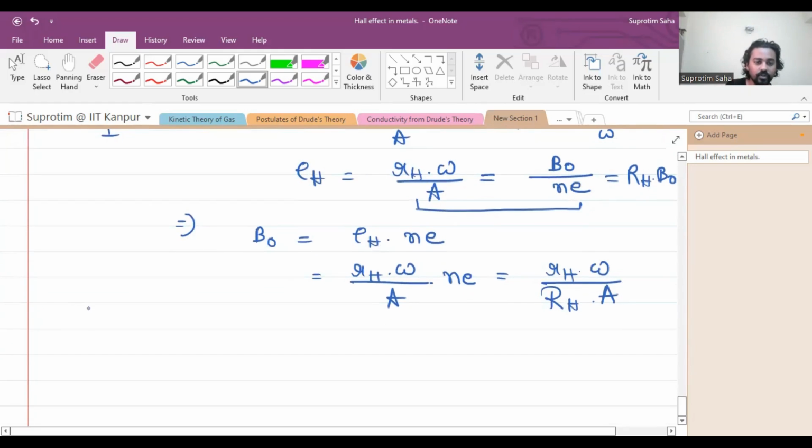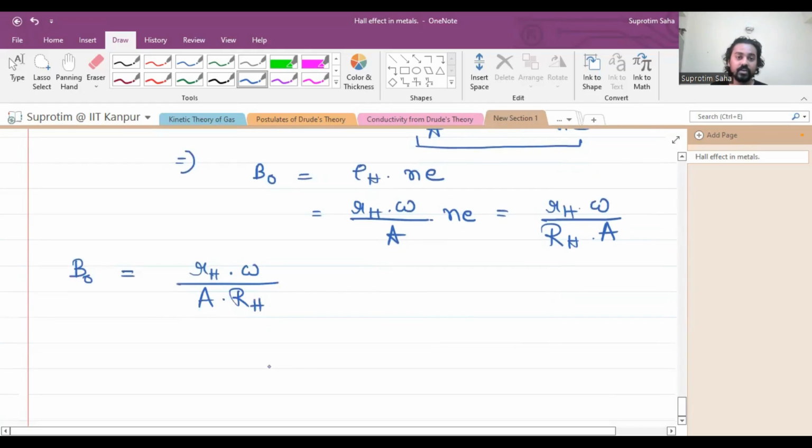So for Hall sensors, you measure the Hall voltage. If you measure the Hall voltage, you automatically know the Hall resistance. You know the width of the sample. You know the cross-sectional area of the sample along the transverse direction, and you know the Hall coefficient, which is a characteristic property of the material. Alright. So in this way, you can calibrate a Hall sensor.